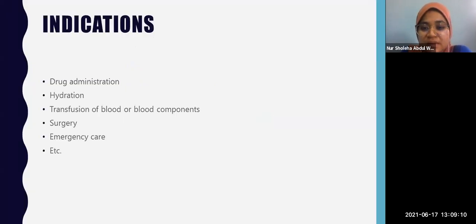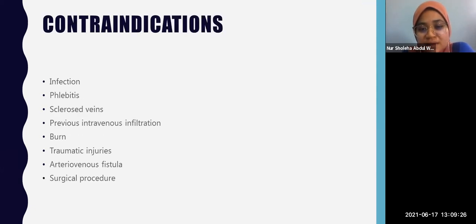Okay, these are the general indications for IV cannulation. The first one is drug administration. The second one is hydration. The next one is transfusion of blood or blood components. Next is surgery, then emergency care, etc. Okay, next slide. These are the contraindications for IV cannulation: infection, phlebitis, sclerosed vein, previous intravenous infiltration or extravasation injury, burn, traumatic injuries, AV fistula, and surgical procedure.